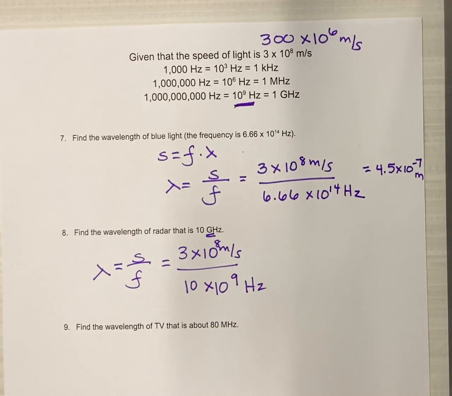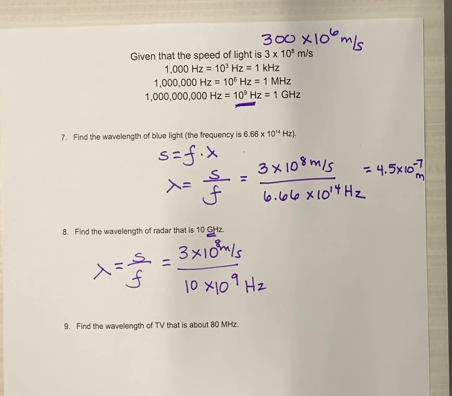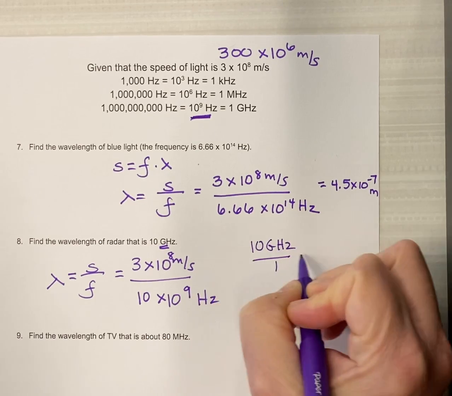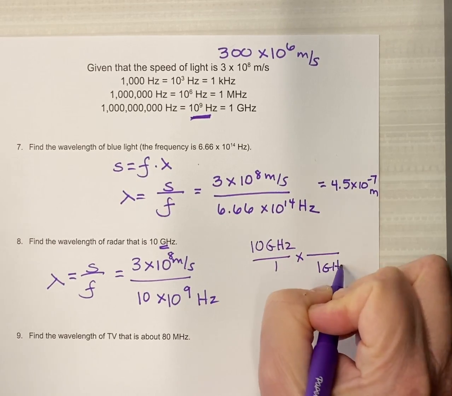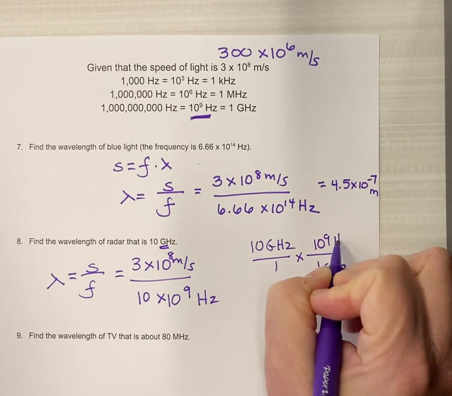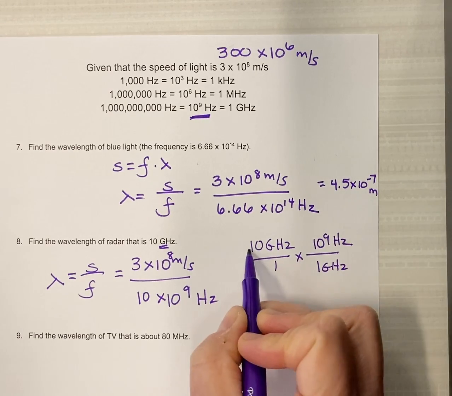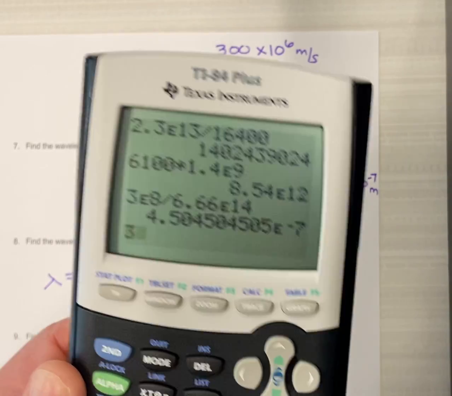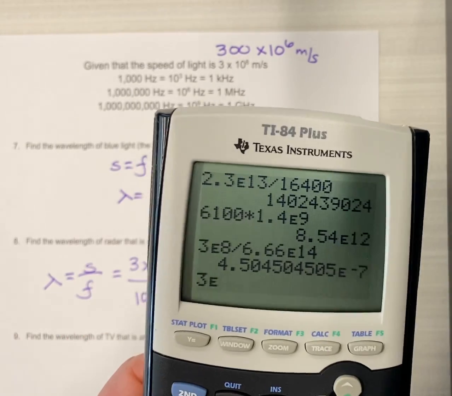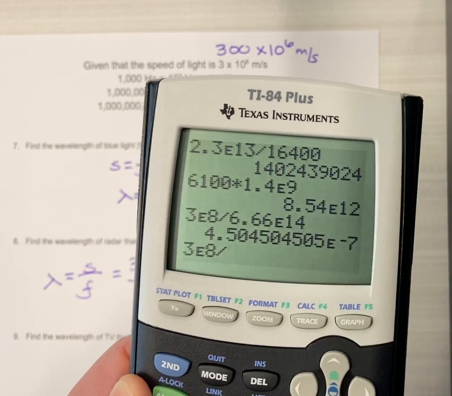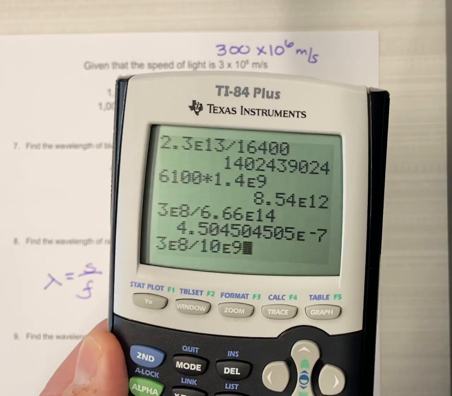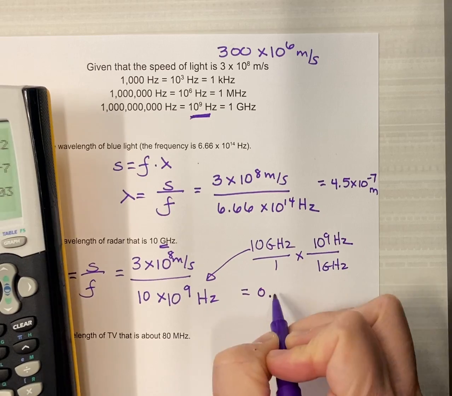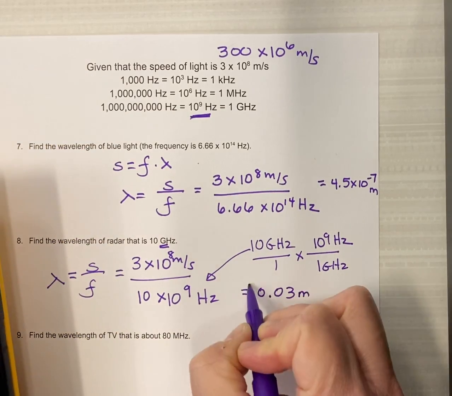So again, I have to use my unit conversions here. I could do it this way, where I say 10 gigahertz, and 1 gigahertz is 10 to the 9th hertz, and that's where this comes from. Now when I divide this out, I get 3, second EE, divided by 10 times 10 to the 9th, and I get 0.03. So my answer here is 0.03 meters.